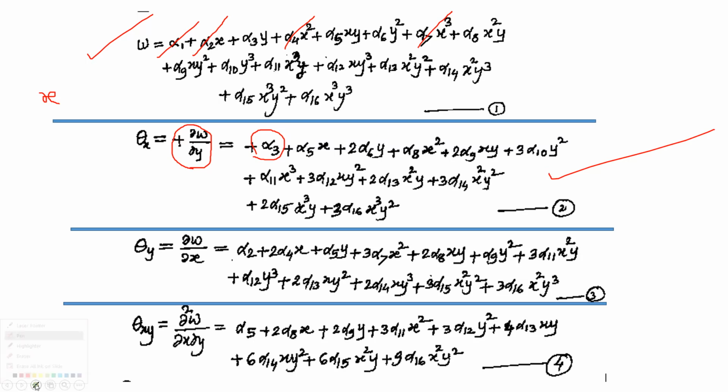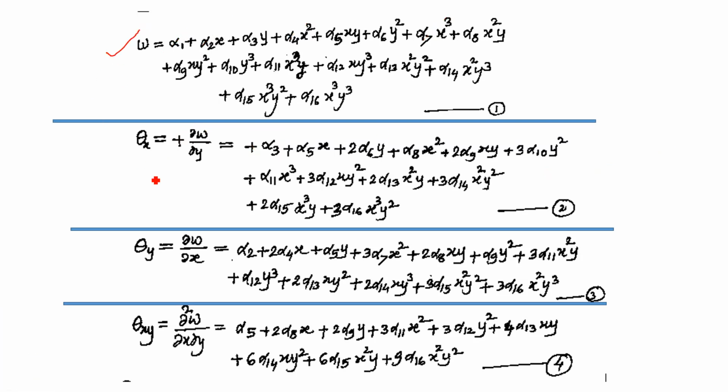Similarly, if you differentiate the expression of w with respect to x, you will get theta y. When you are differentiating with respect to x, variable y is treated as a constant. So the derivative of alpha 1 becomes 0, this derivative will be 0, the y square derivative will be 0, then the y cube derivative will be 0. These four terms' derivatives will be 0 because y is treated as a constant, and from the remaining terms we differentiate with respect to x, and we will get this expression.